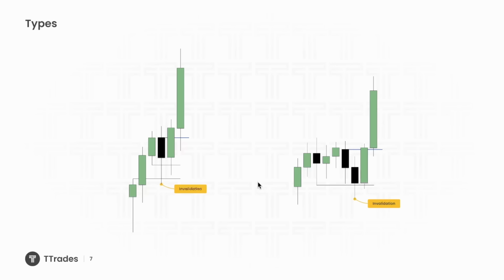Now there are two types of entries I look for when seeking a continuation entry, and that is a reaction out of a fair value gap or a sweep of a low. So you can see here, as shown in the first example, when price retraces into a fair value gap, that will be used as the important level. Then when the series of down close candles is closed through, I can then look to get on side with that with my stop at the low.